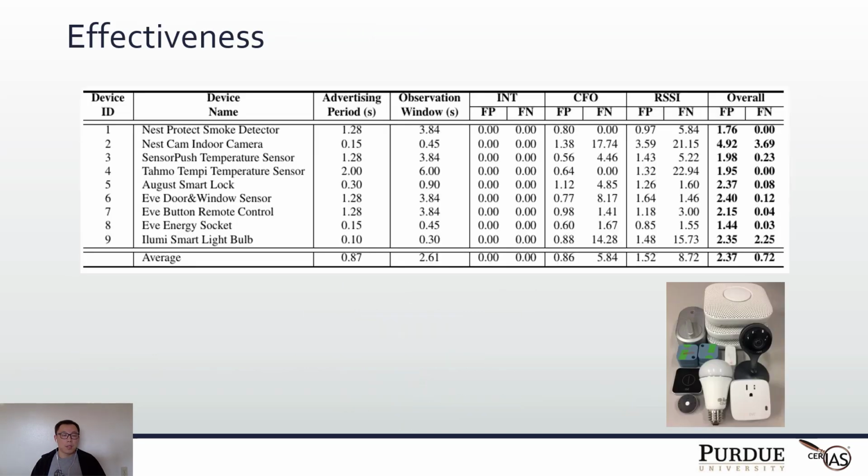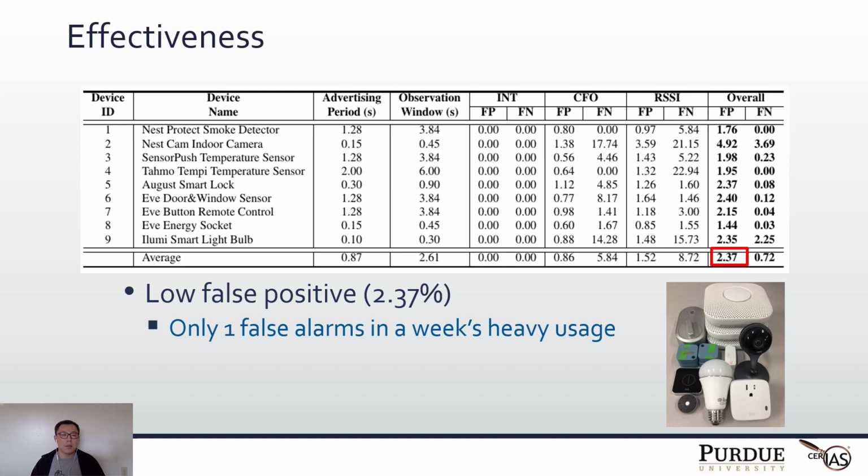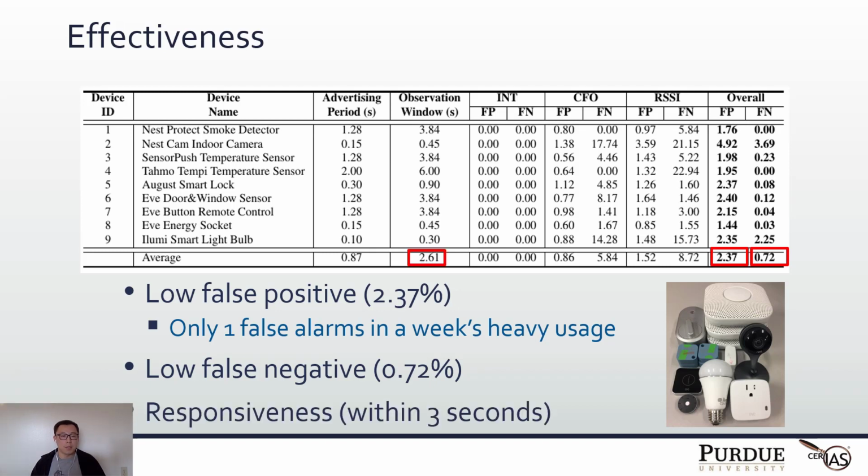We evaluate BlueShield with 9 real-world devices, as shown in the figure. As we can see from the table, BlueShield can achieve a false positive rate as low as 2.37%, which means there's only one false alarm in a week's heavy usage. BlueShield also has a false negative rate as low as 0.72%. BlueShield is also responsive. It can detect a spoofing attack within 3 seconds on average.